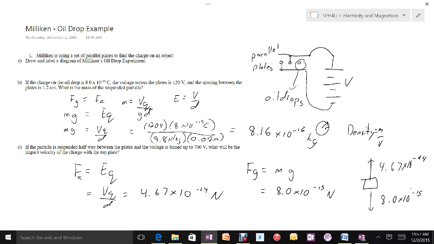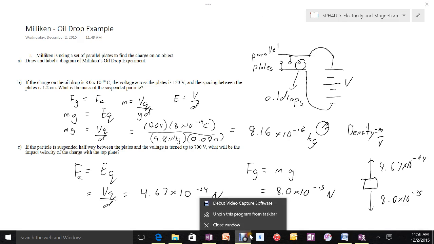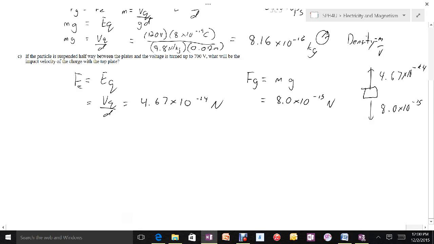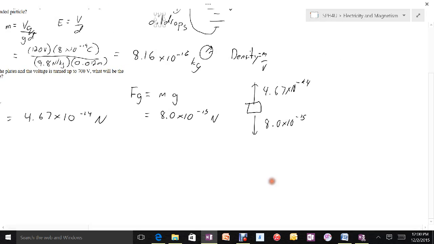What happens every now and again is the computer overheats. Okay, sorry about that pause there, but I think the computer overheated a little, so it got frozen, but it's working again.